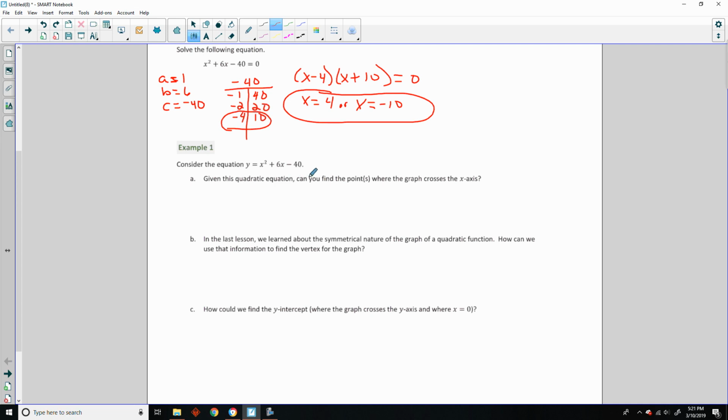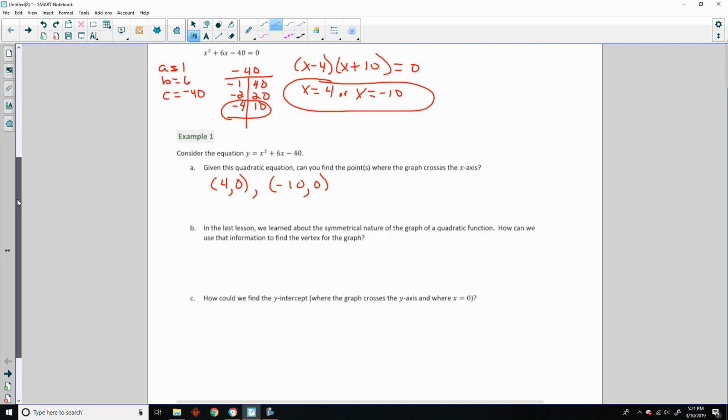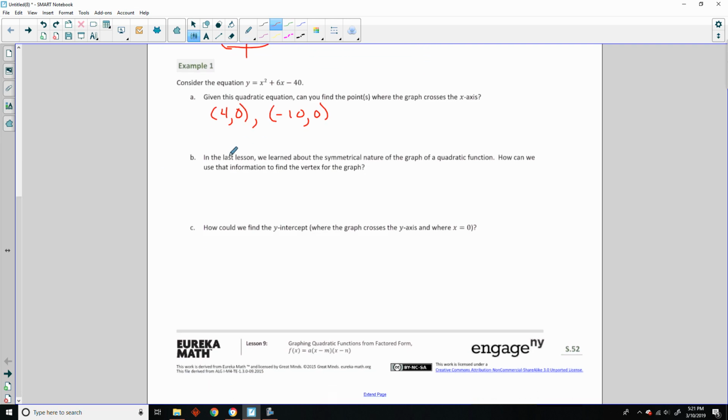So given the quadratic equation, can you find the points where the graph crosses the x-axis? Well, if x is 4 and it's on the x-axis, then y is 0. And the other point would be this negative 10 that we found in the exercise, comma 0. So the points are 4, 0, and negative 10, 0. B says, in the last lesson, we learned about the symmetrical nature of the graph of quadratic functions. How can we use that information to find the vertex for the graph?